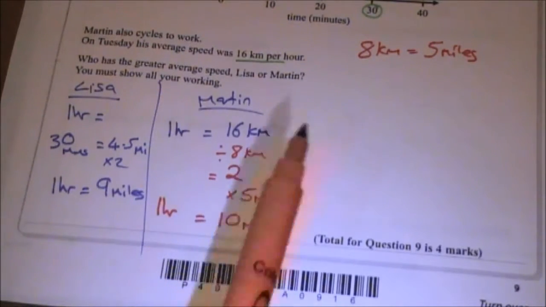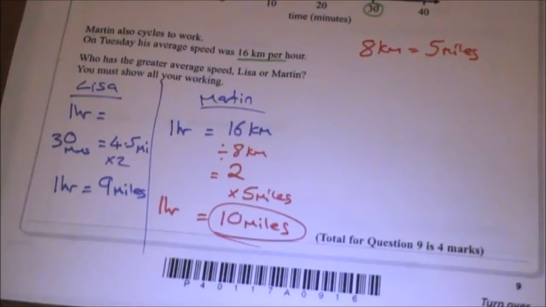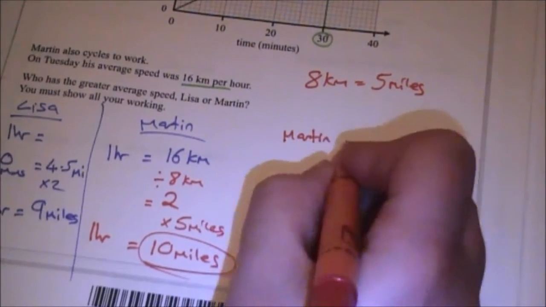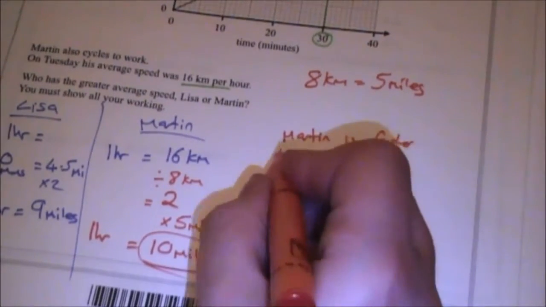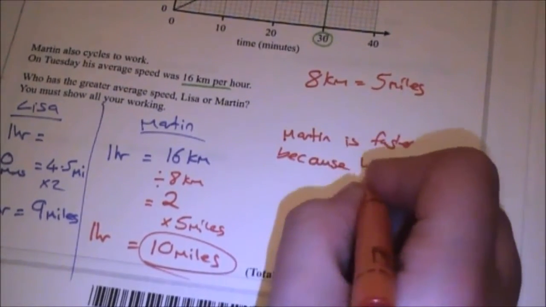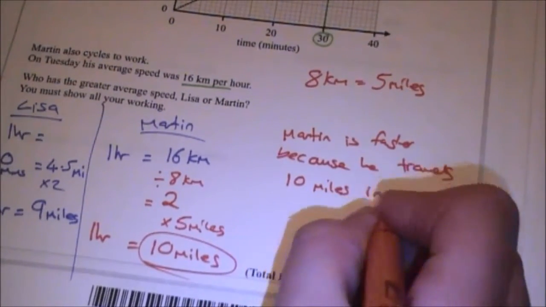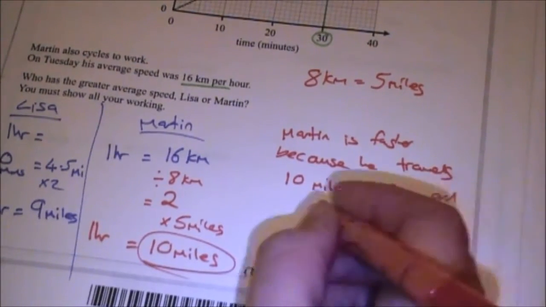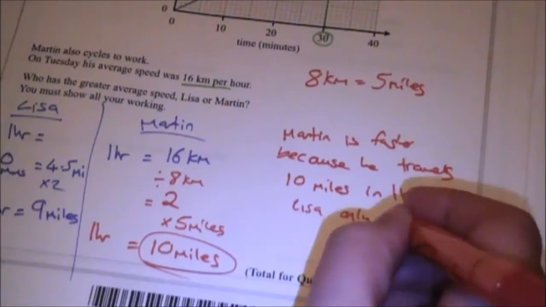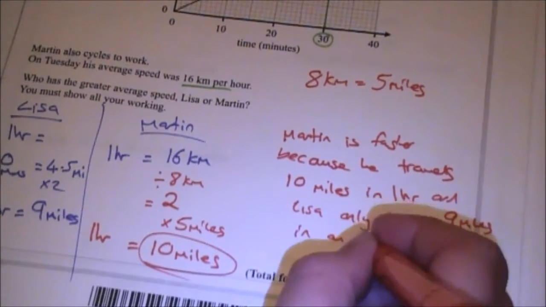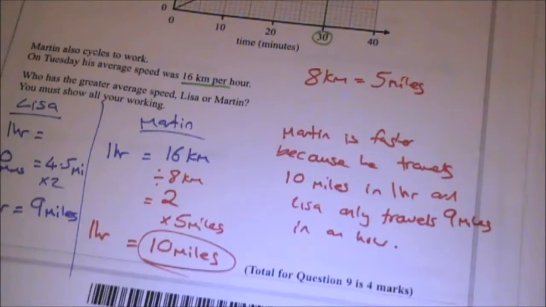Therefore I can see that Martin goes further in 1 hour. So I'm going to make my conclusion now that Martin is faster because he travels 10 miles in 1 hour and Lisa only travels 9 miles in an hour. So how are the 4 marks allocated for this question?